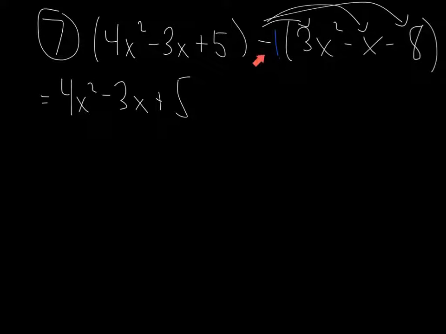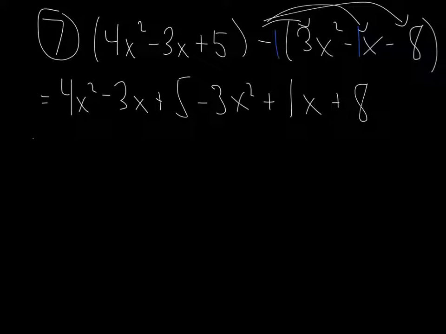And then when we distribute this, negative 1 times positive 3 makes negative 3 with the x squared. And then negative 1 times, looking here, we've got negative 1 times negative x. Well, remember, that's a negative 1x. So we're going to get negative 1 times negative 1 makes positive 1x. And last, we have negative 1 times negative 8. Again, negative times negative makes positive 8.